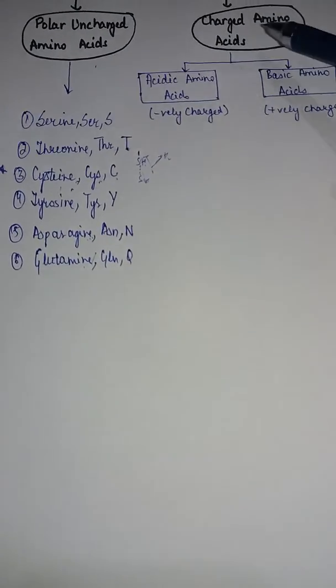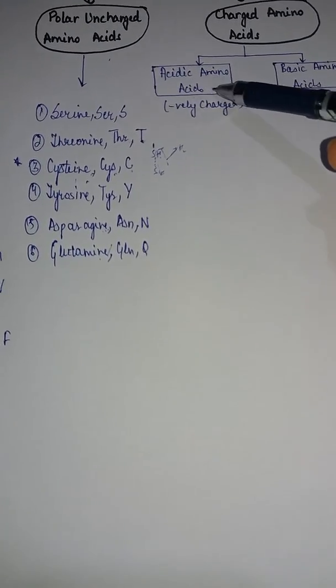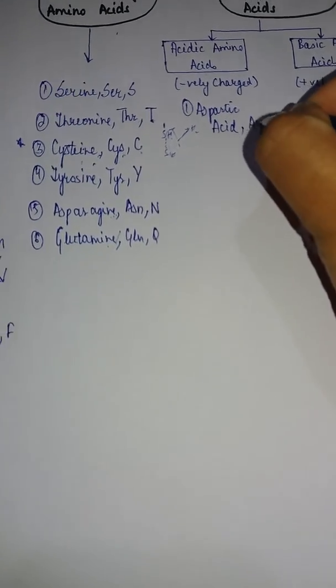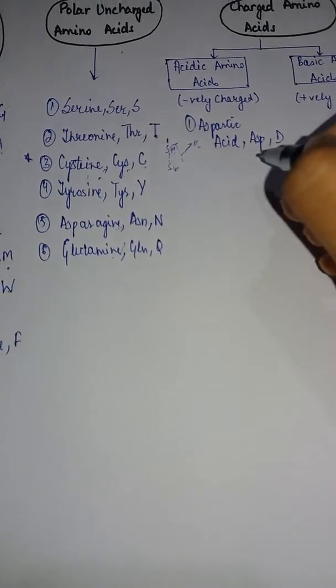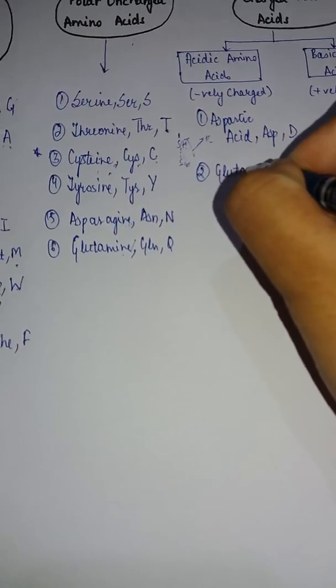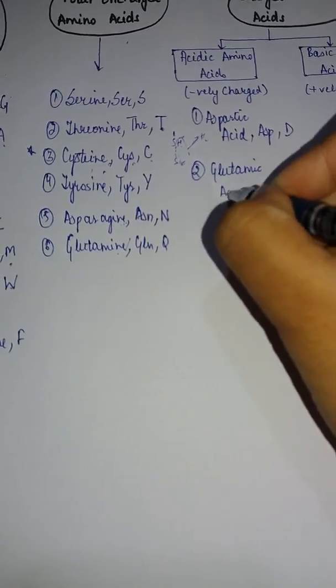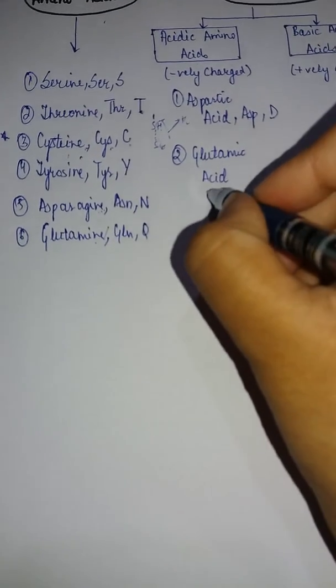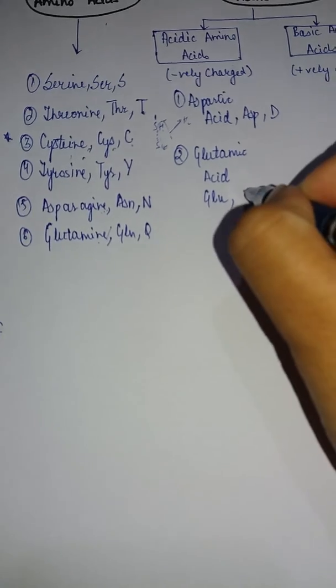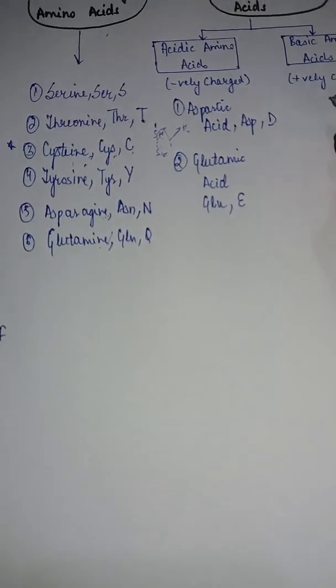Now let's move to the charged amino acids. First, the acidic amino acids. Acidic are negatively charged, and it has aspartic acid with 3-letter code ASP and 1-letter code D. And the second one is glutamic acid with 3-letter code GLU and 1-letter code E.